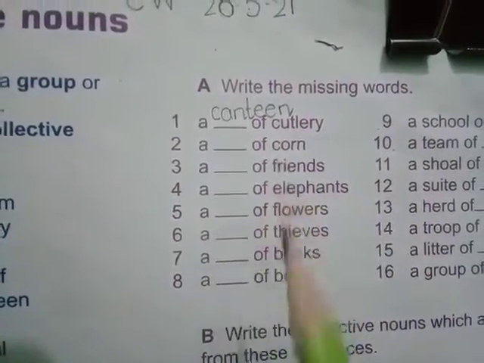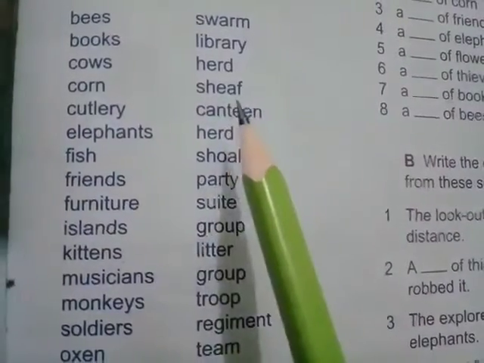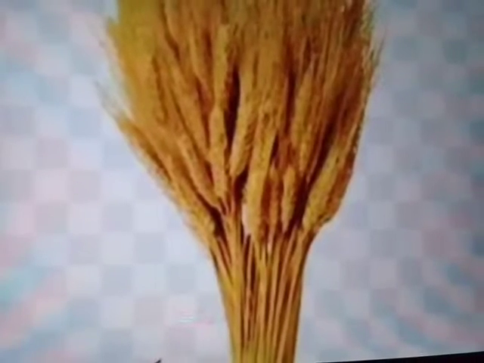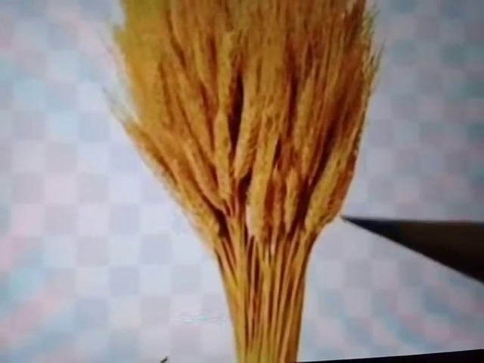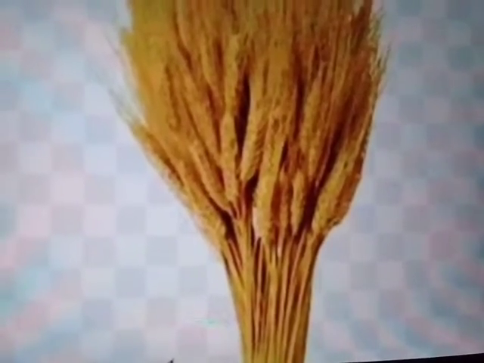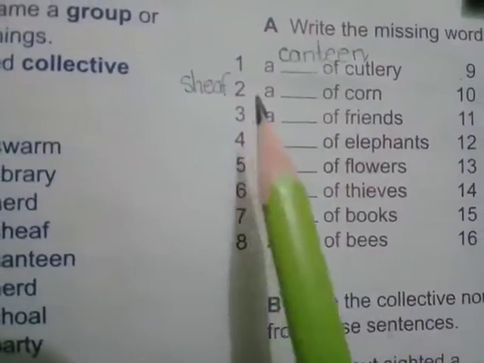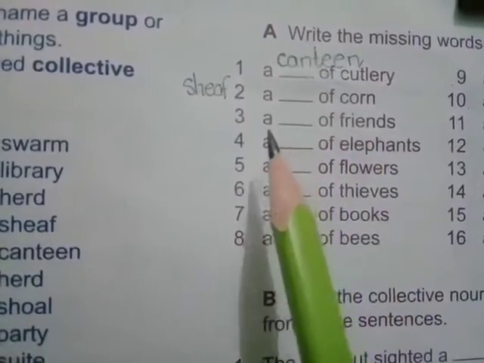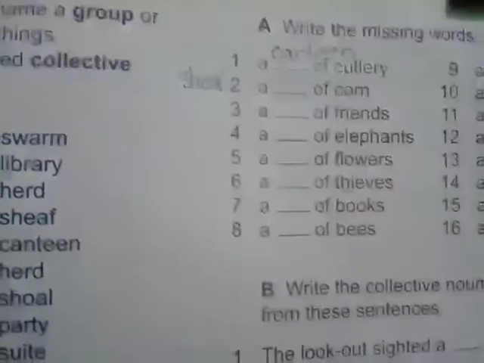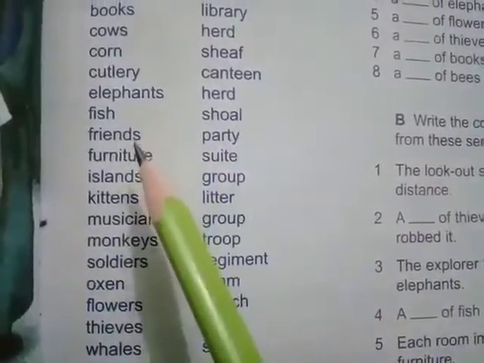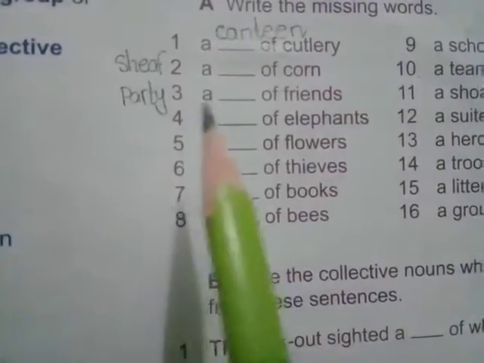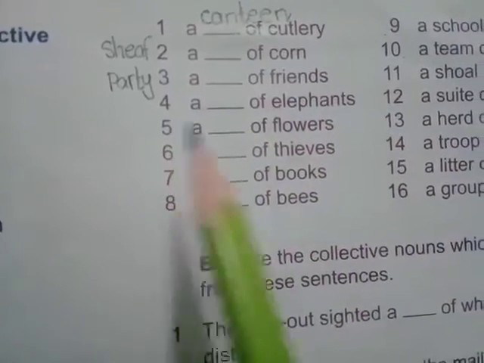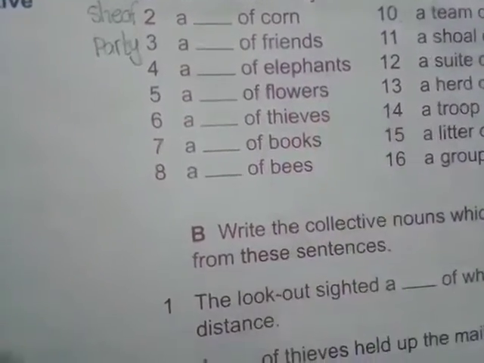Now number 2 is a dash of corn. Now let's see, a bundle of corn will be called sheaf. Dear students, a bundle of corn or wheat cereal is called sheaf. So the answer will be sheaf, a sheaf of corn. Now number 3 is a dash of friends. Dear students, a group of friends will be called party. A party of friends.